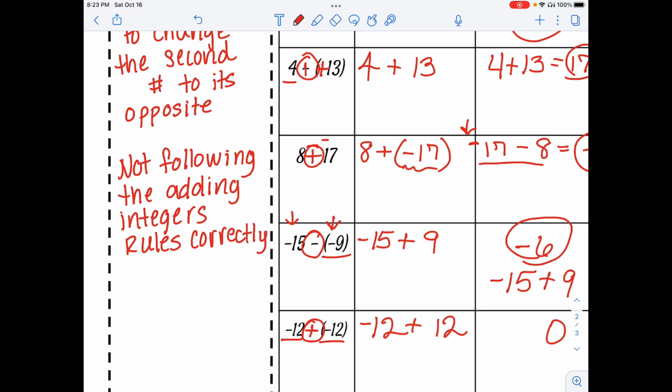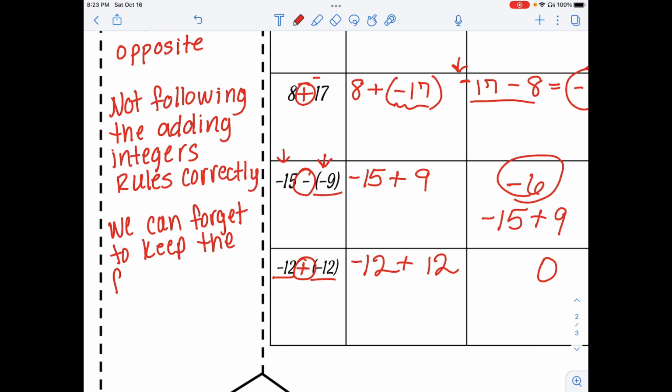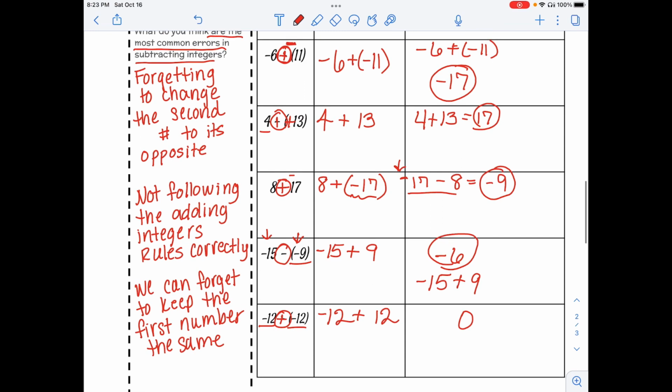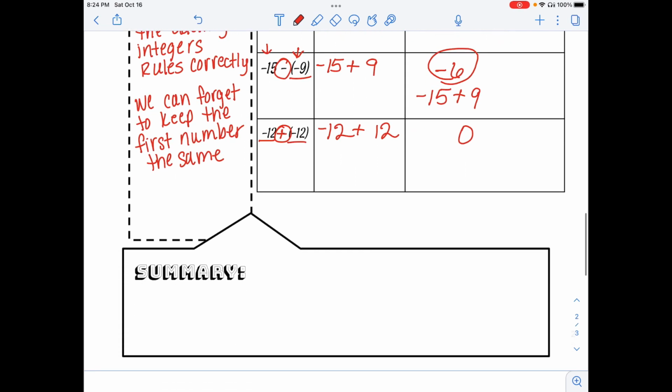There are a lot of steps to remember here, guys. Also, we can forget to keep the first number the same. Okay, so there are about 3 reasons why these are common errors. Now I want you to put what you think may be common errors for subtracting integers, and then go in and write your summary about what you learned from this lesson or what questions you may still have, and we will definitely cover those in class.